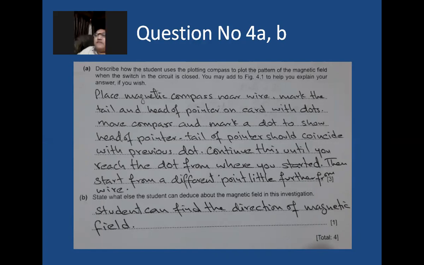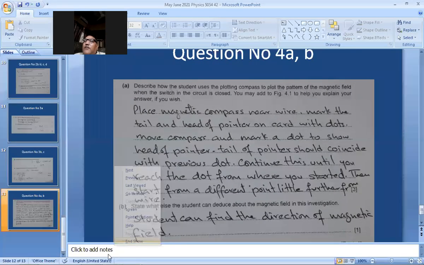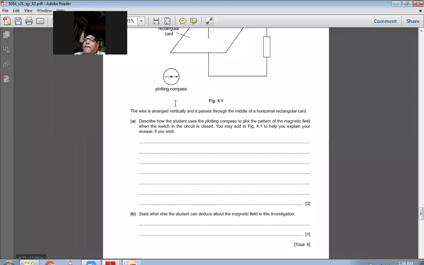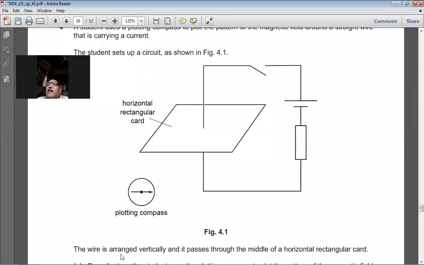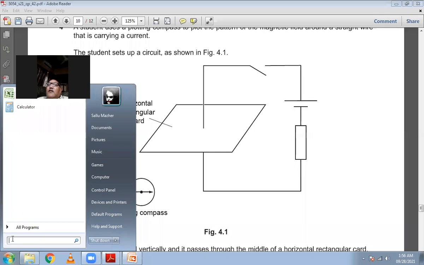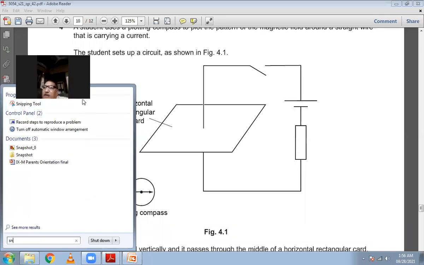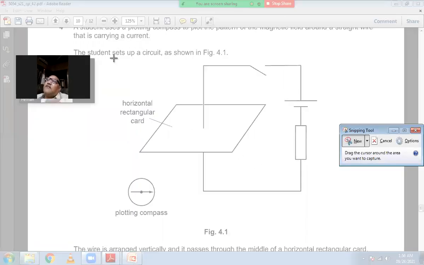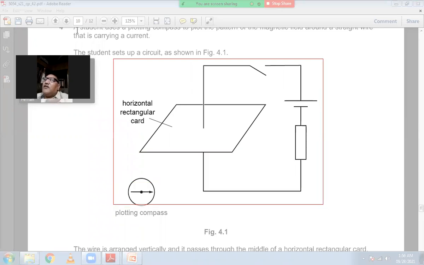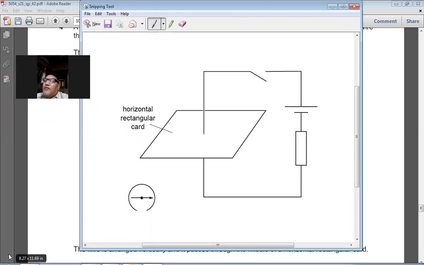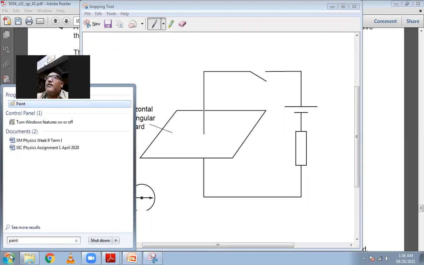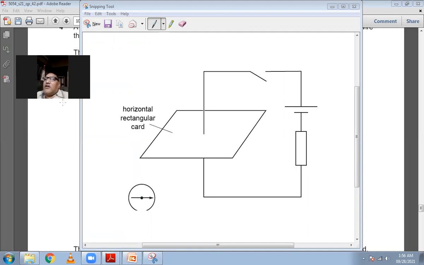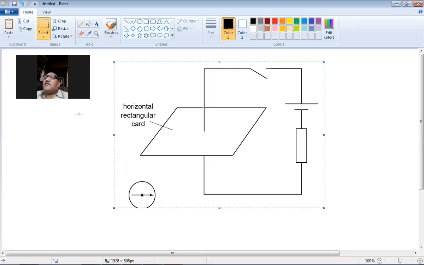So on that diagram, you see, let me go to that diagram. Where is that diagram? So he said to help us with this diagram. So let me take it. Snipping. Because he said you can use the diagram. Let me take this diagram to Paint. I just want to show you how this is done.